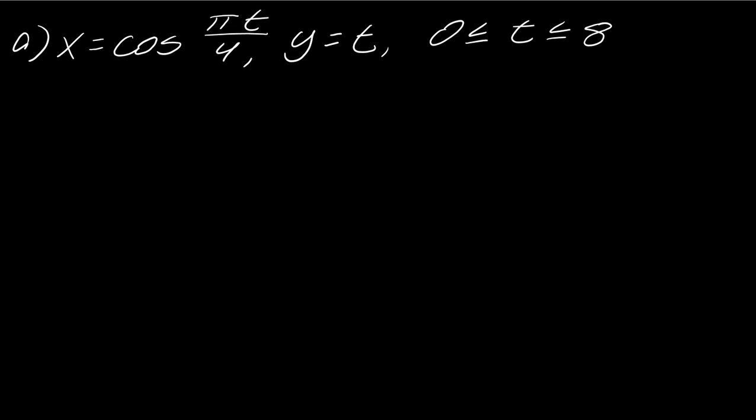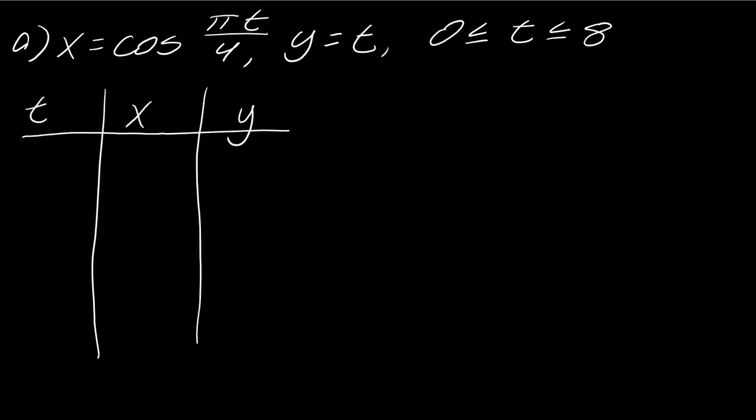Let's start with x equals cosine of pi t over 4 and y equals t, where t is between 0 and 8. If you think about how you would try to graph this, you can see that there are three pieces of information you need. Your input is the t, and now you have two outputs, x and y. So we can make a table of values just like we would back in the good old days of algebra. I can just have a table now of t, x, and y.